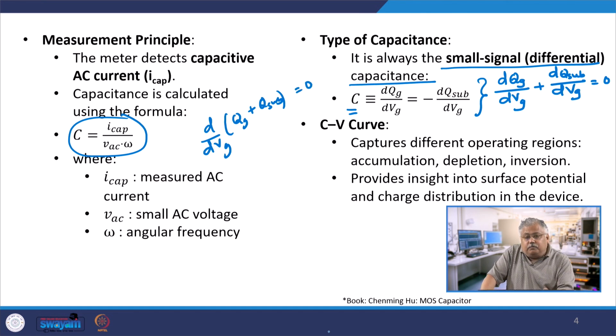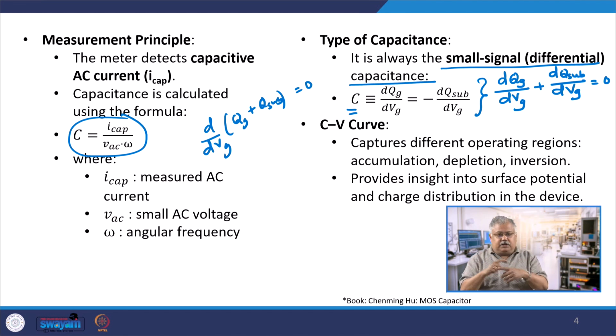And what does it therefore mean? That if you add the value of the gate charge and the depletion charge, this is always a constant value. Their relative values can change, but the sum will always be constant, primarily from the charge neutrality condition.